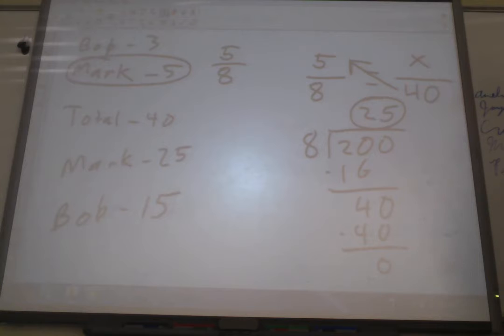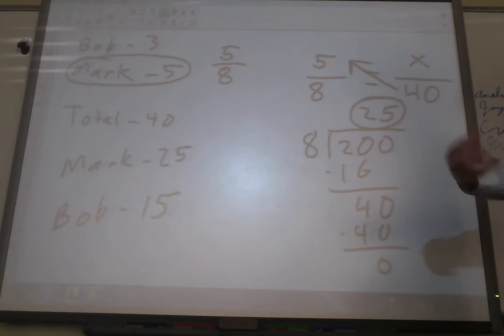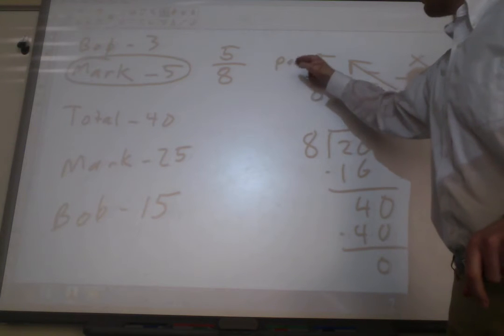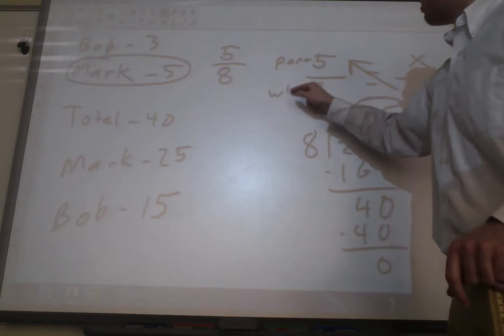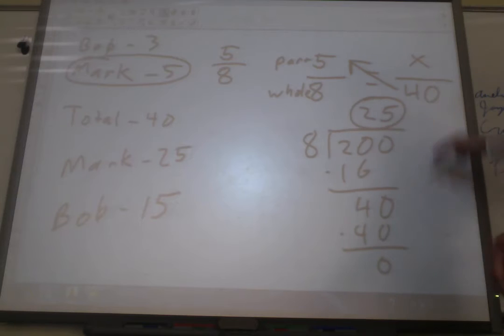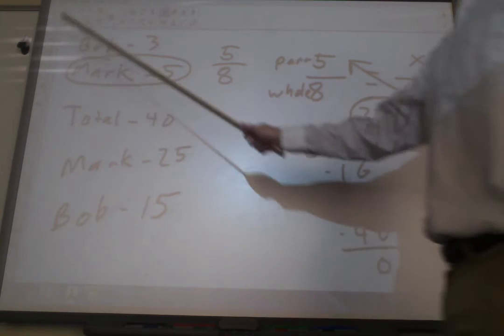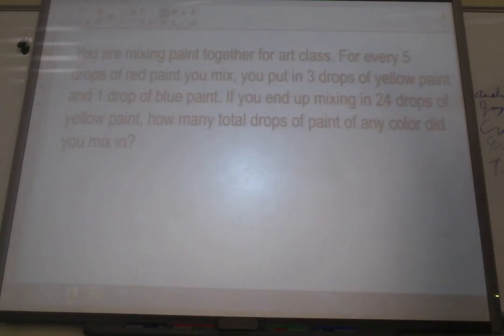It's all about setting up this part to whole relationship. Over here we had the part to the whole. Over here we also had the part to the whole, the total. Part to whole, part to whole. Okay. Let's look at another one.